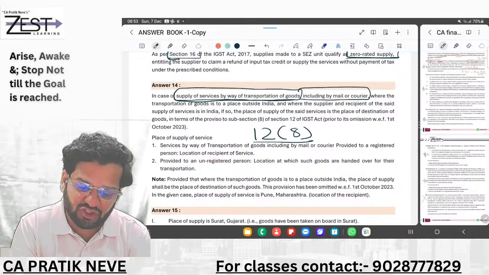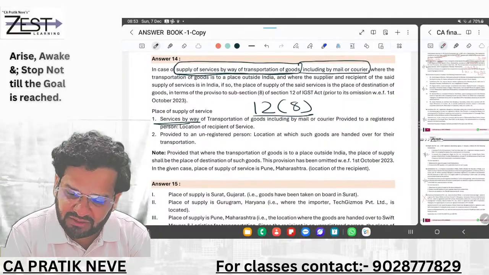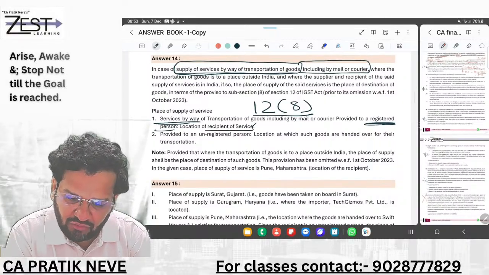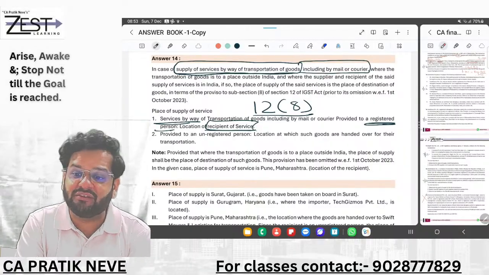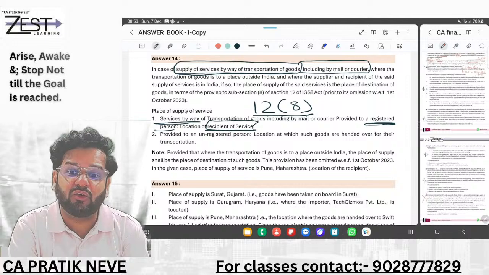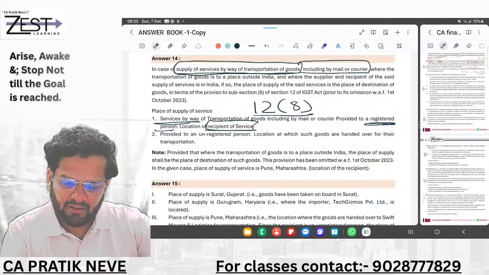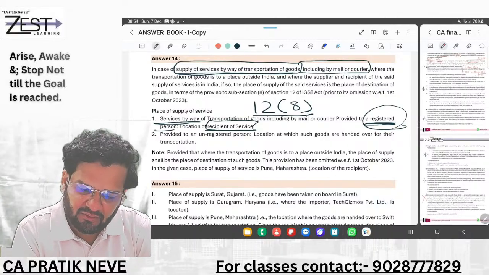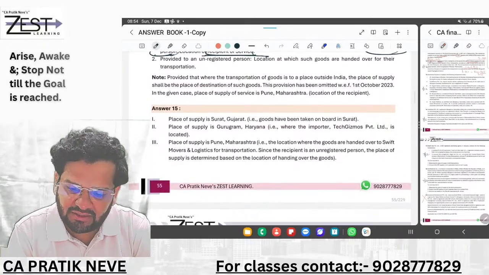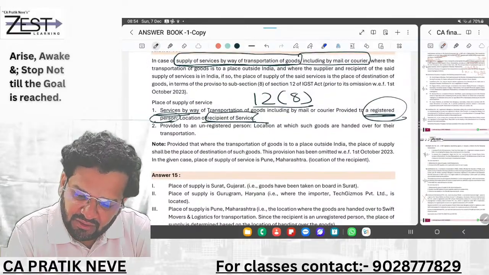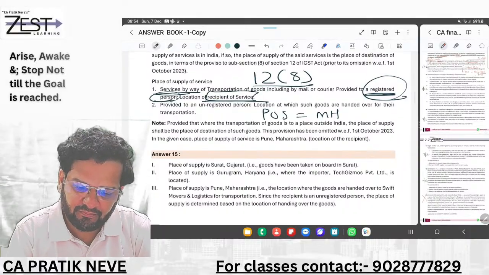So to cut the long story short, the place of supply of services given to a registered person will be the location of the recipient of service. See, if it was given to an unregistered person, it would have been where the goods are handed over for their transportation. Anyways, so here it is the location of the recipient of supply. So in the given case, the place of supply is Maharashtra.